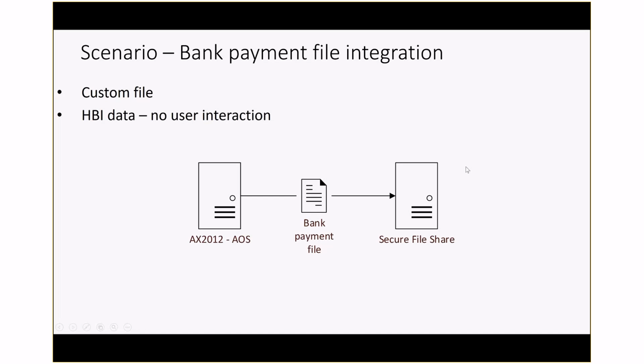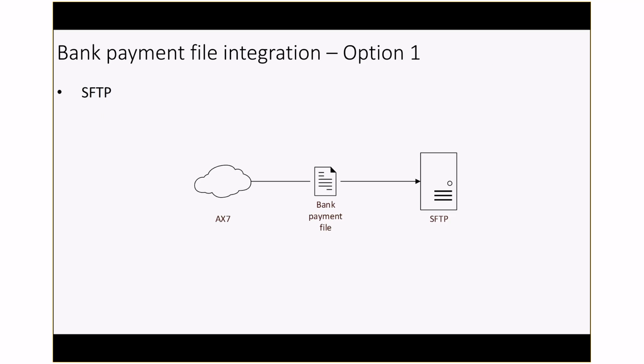Right. So on the other hand, let's say you have unstructured data that you want to bring into the system, and in this example, it is a bank payment file that AX used to generate at the end of processing, and you want to save that in a secure file in an automated fashion. And since it is HBI data, high business impact data, you do not want any end user to be in the loop and touch this, right? So to enable this scenario, there are multiple ways of doing it.